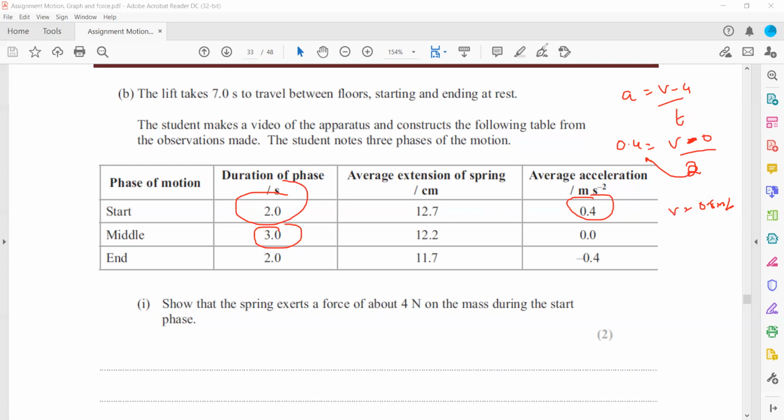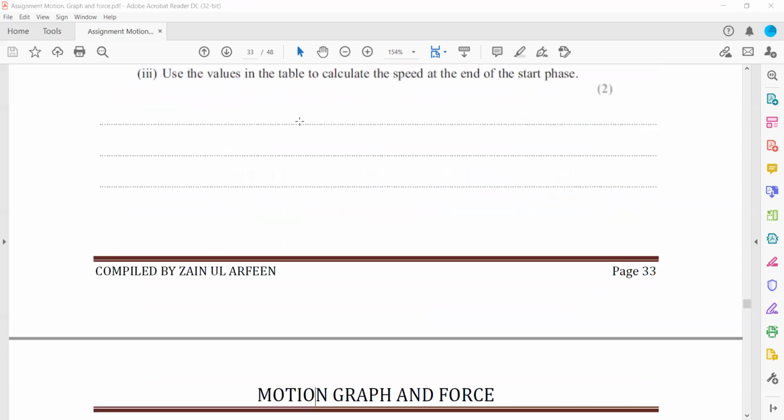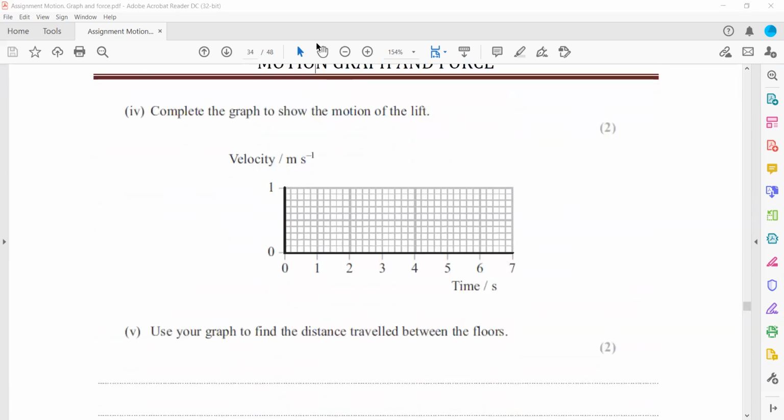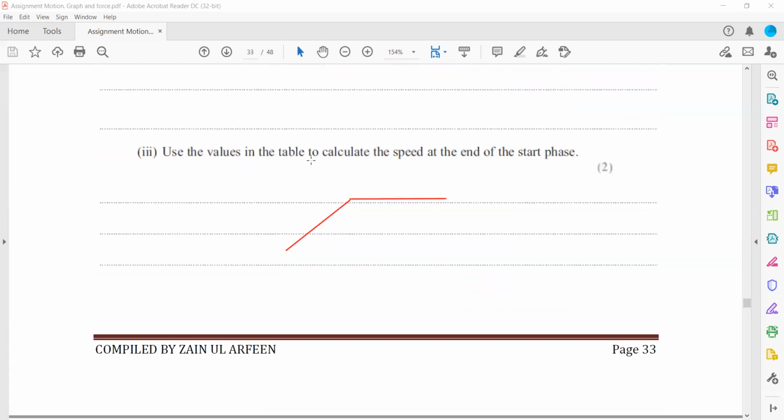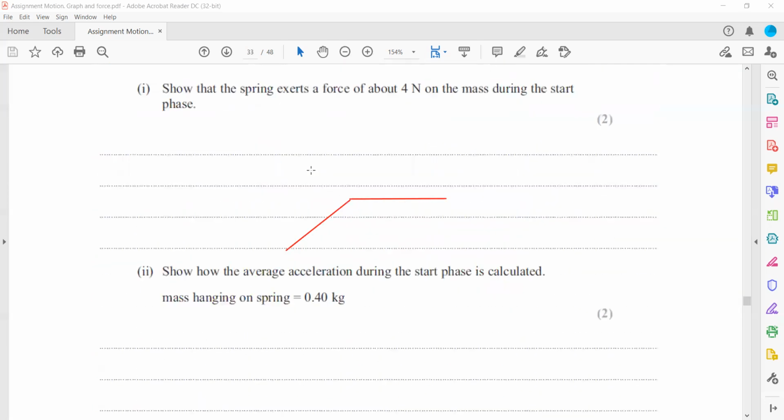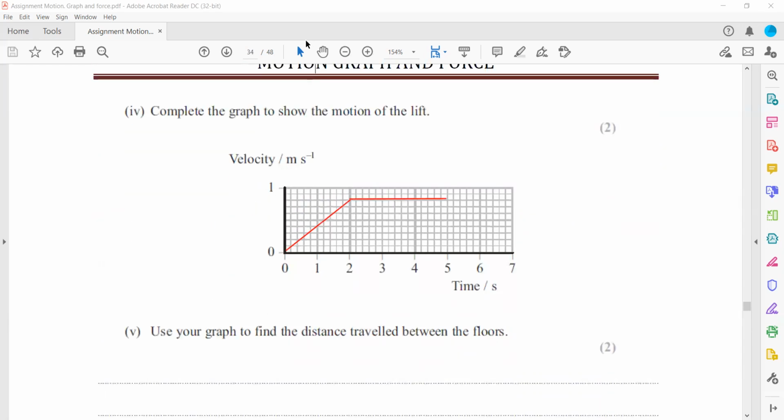So for the first 2 seconds, we have to show a maximum speed of 0.8 meters per second. Then it travels for 3 seconds, from 2 seconds to 5 seconds. It does not have any acceleration, so a horizontal line. And for the last part, for 2 seconds, it is decelerating. The same deceleration is there, so we'll have the same line. This is how we sketch a velocity-time graph for an object. So this was 32B4.